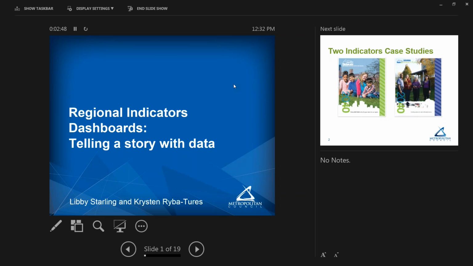We're, of course, having speakers today around the themes of regional indicators dashboard. And our first speakers today are from the Metropolitan Council. Kristen Rybaturis is a researcher, and Libby Starling is a regional policy and research manager, both at the Metropolitan Council. We'll start with them, and then we'll move to Maurice Harris, who is a research analyst at Greater MSP.